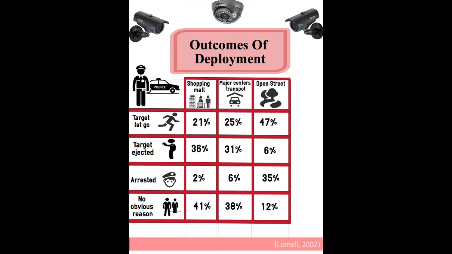Also, in the Targeting the Unwanted journal research, it is mentioned that 46% of all targeted people were actually drug addicts. The outcomes of the deployment of the CCTV are illustrated in this chart that I created using the data that I obtained from this research journal. As you can see, in shopping malls, the targeted persons were usually ejected, whereas in open streets, they were usually noticed and let go by the police or the security forces. However, if you look at the major transport centers, the response toward the targeted people is usually unknown.